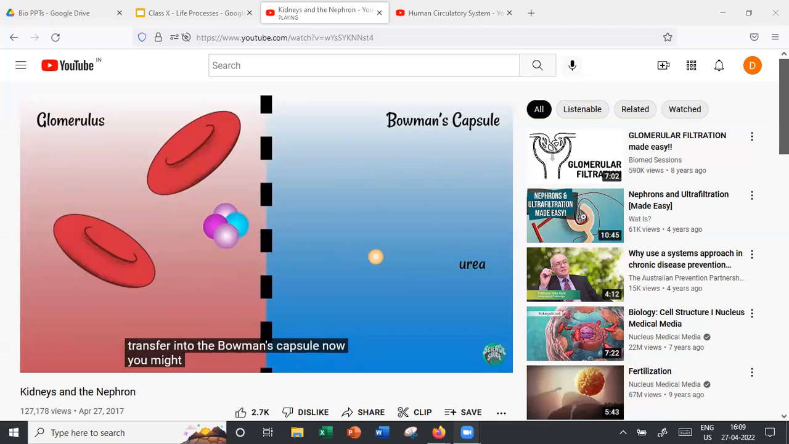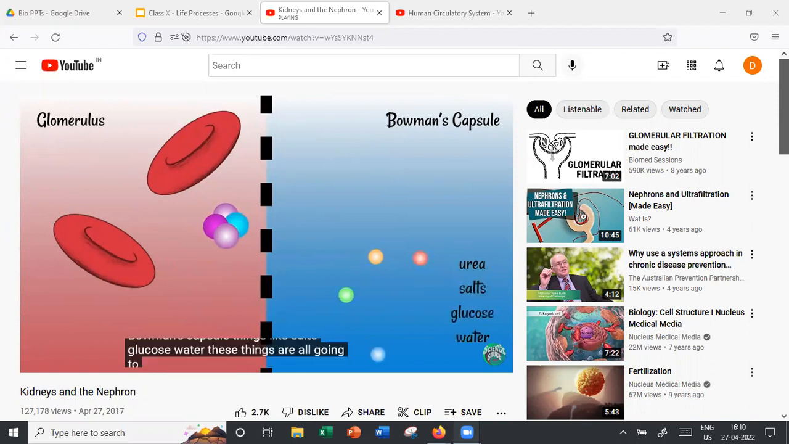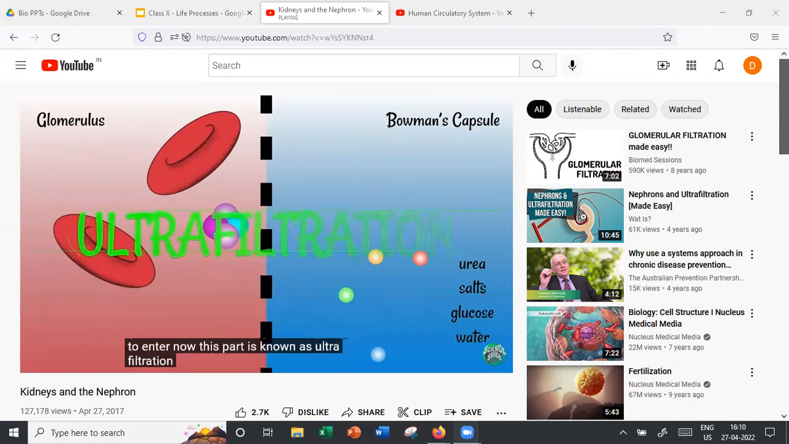Now, you might be tempted to think that this is the job done. We've got rid of the toxic material that's gone into the Bowman's capsule. The rest of the blood can continue on as normal and re-enter circulation, and the job's done. Unfortunately, this isn't the end of the story. Because small things can fit through, other small materials, which are quite useful, will also fit through and enter the nephron into the Bowman's capsule. Things like salts, glucose, water, these things are all going to enter. Now, this part is known as ultrafiltration, the movement of materials from the glomerulus into the Bowman's capsule.